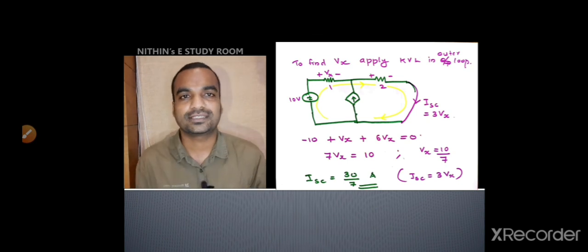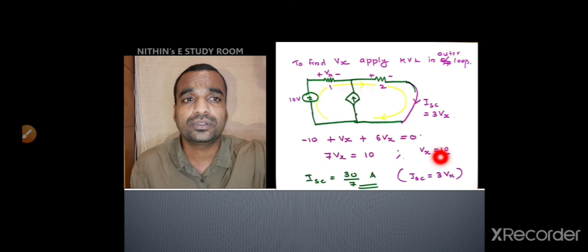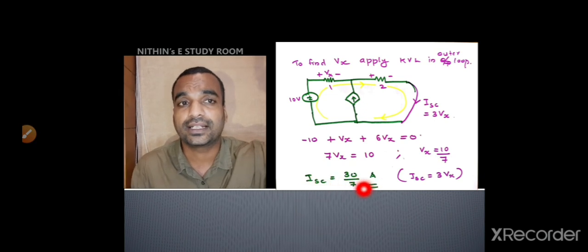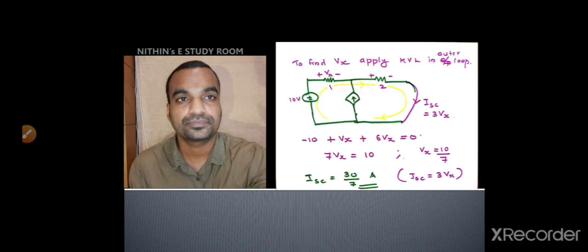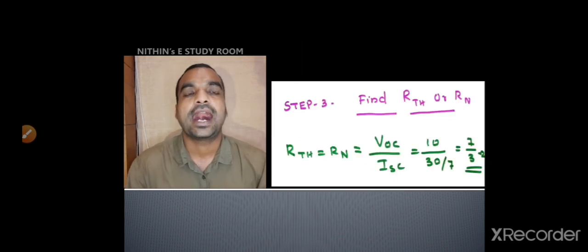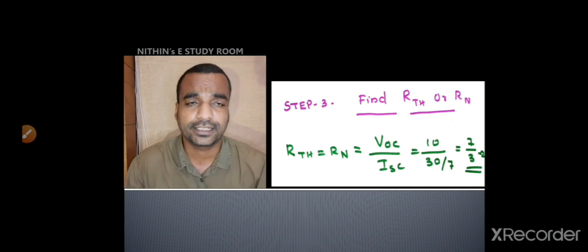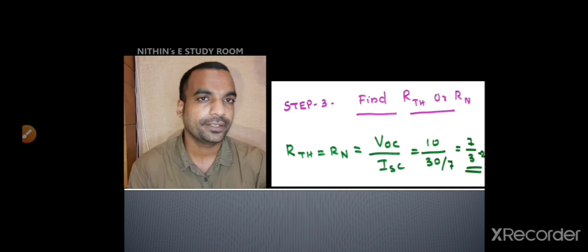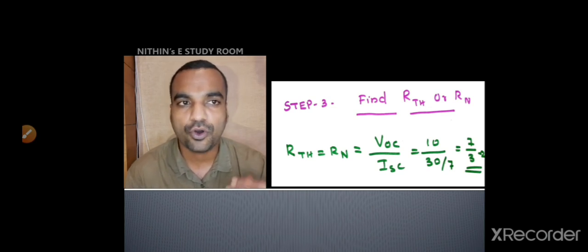So now the things are clear. Vx is equal to 10 by 7, and in the last page we got Isc is equal to 3Vx, so Isc is equal to 3 into 10 by 7, that is 30 by 7. Now you got Isc and Voc. It's time to find RThevenin. RThevenin is equal to Voc by Isc. So 10 divided by 30 by 7, that is equal to 7 by 3 ohm. So the RThevenin value is 7 by 3 ohms.